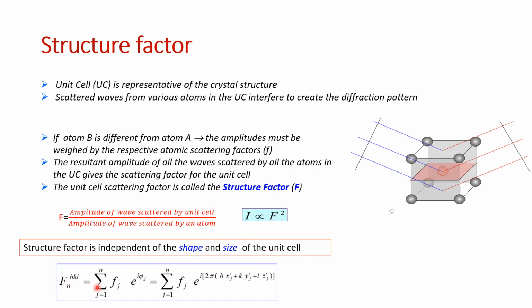And the structure factor F is given by the summation of f_j e to the power i phi_j, where j represents the number of atoms and f_j is the atomic form factor for the different atoms, and we can write phi_j as 2 pi (h x'_j plus k y'_j plus l z'_j), where h, k, l represent the Miller indices of the plane, and x'_j, y'_j, and z'_j represent the coordinates of the jth atom.